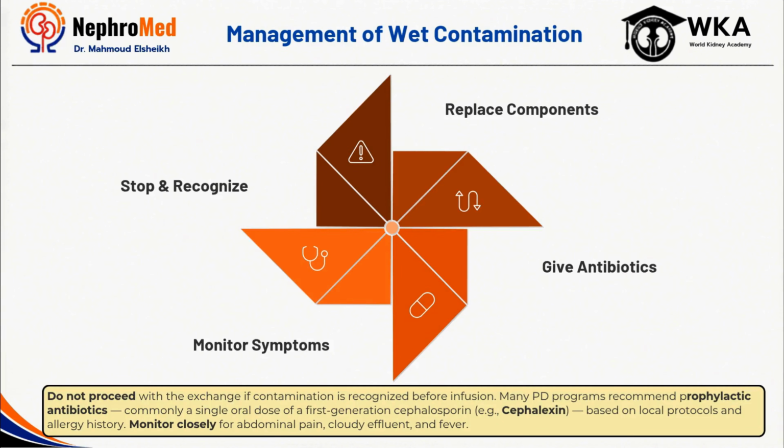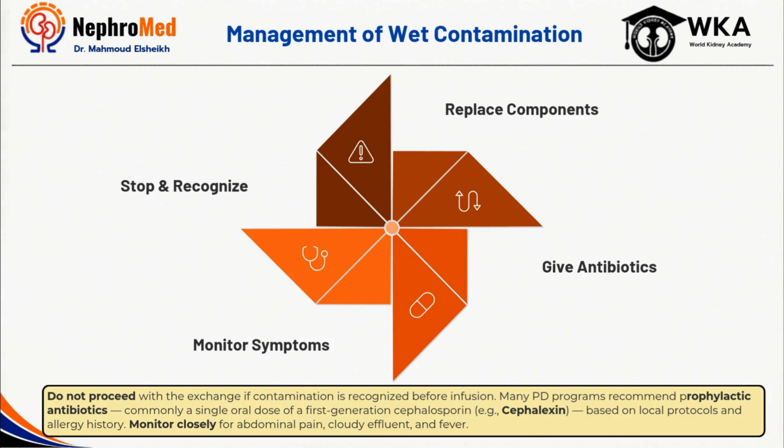Now let's talk about the management of wet contamination, and the first principle is simple. Don't panic, but don't ignore it. Think of this like accidentally touching the sterile tip of an IV catheter before inserting it. Even if nothing has happened yet, the sterility has already been compromised and broken. In peritoneal dialysis, once fluid has contaminated the open system before infusion, we must assume microorganisms may have entered.